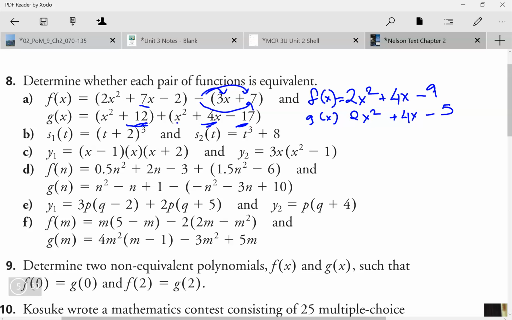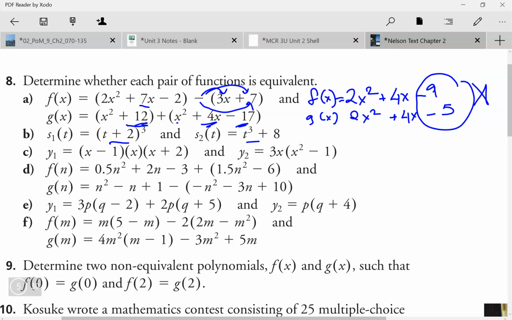Did I do something wrong here? No, I don't think so. So as you can see, these are not equal to each other because they are not exactly the same, and therefore they are not equivalent.